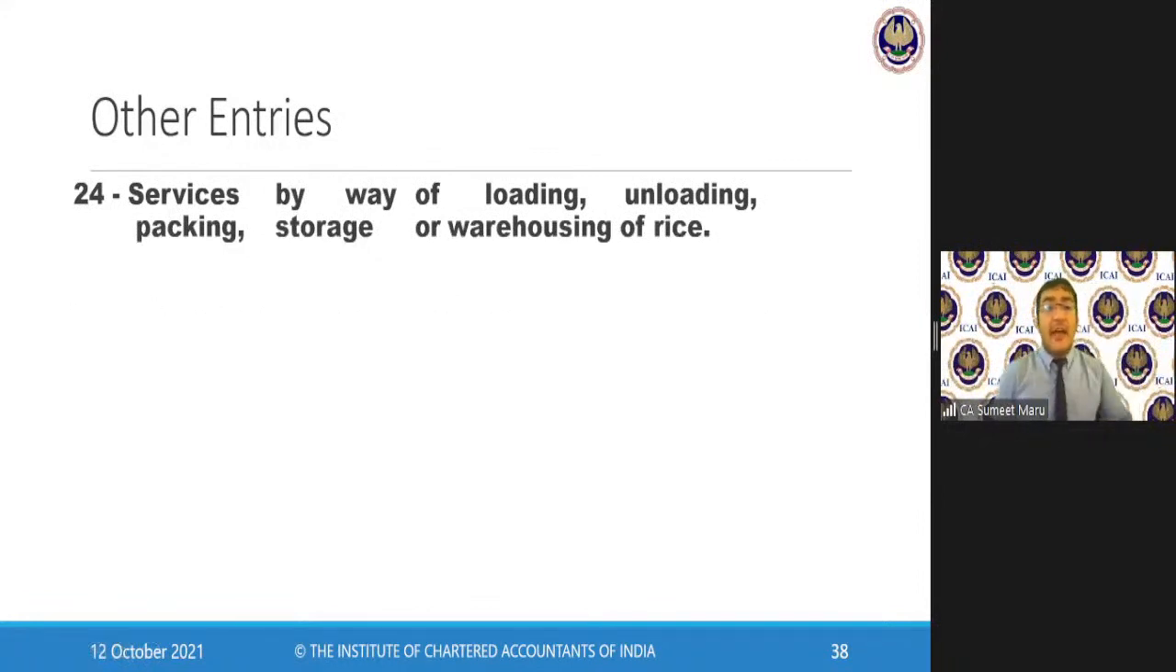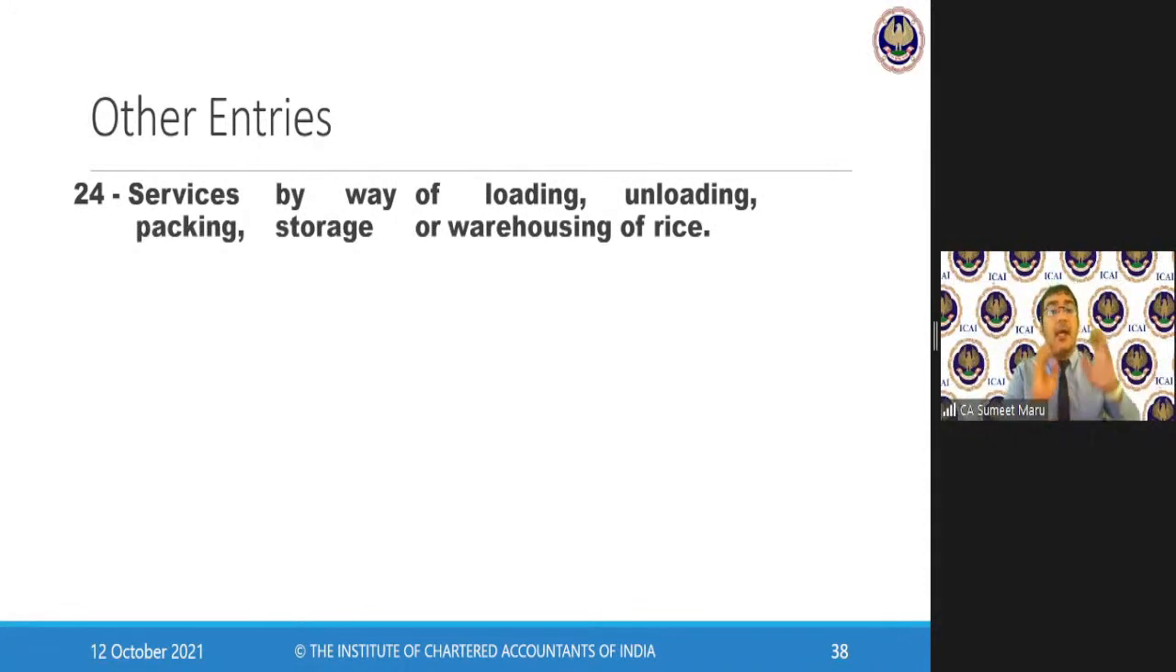Now see, firstly they have said nicely that loading, unloading, packaging and everything is only for agriculture produce. Now they have given a separate entry which says that services by way of loading, unloading, packaging and storing or warehousing of rice. So for rice specifically they have given a different entry, which says that the exemption will be there for rice. Why sir, rice?